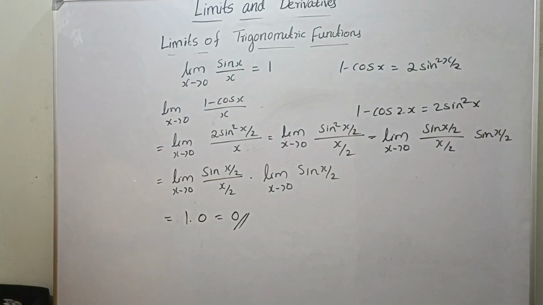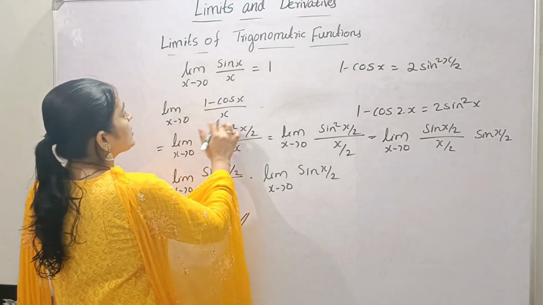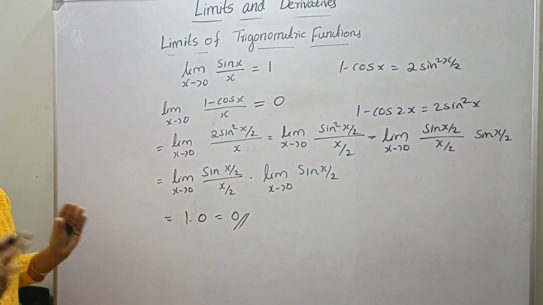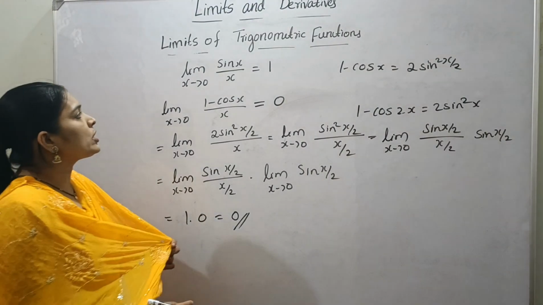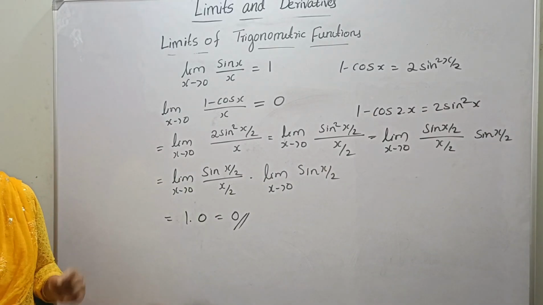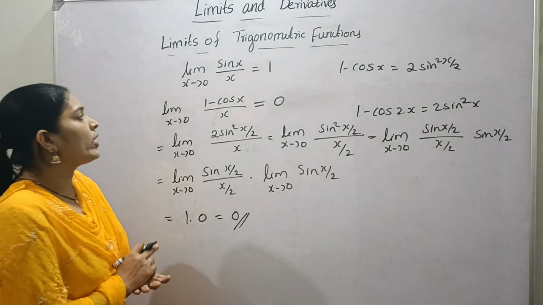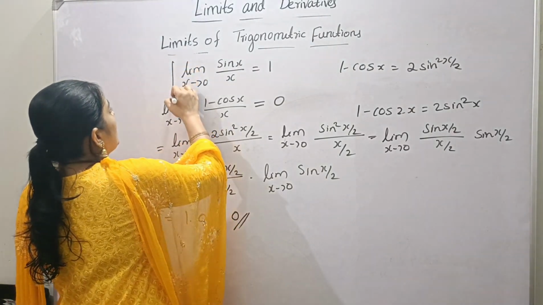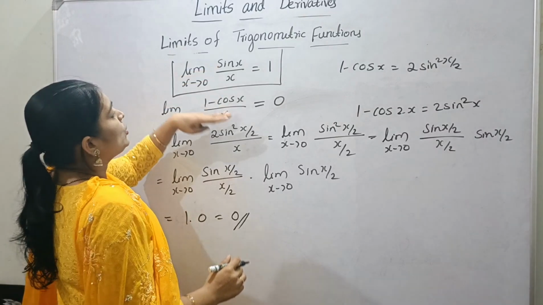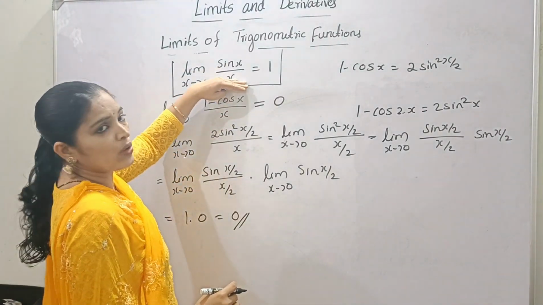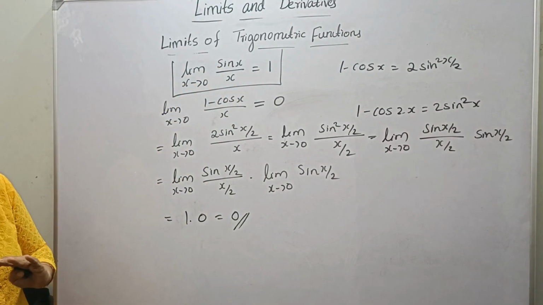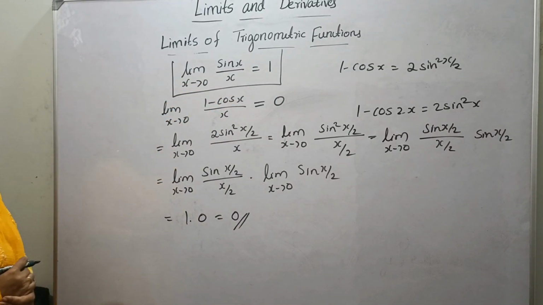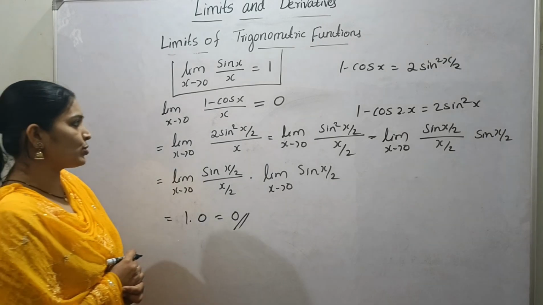So remember, limit x tends to 0, 1 minus cos x divided by x is equal to 0. So these are the two important limits. Limit x tends to 0, sin x by x is equal to 1. Very important. Limit x tends to 0, 1 minus cos x divided by x is equal to 0. Keep it in your mind, then you can find this one. If you know limit x tends to 0 sin x by x is equal to 1, from this you will find that limit x tends to 0, 1 minus cos x divided by x is equal to 0.